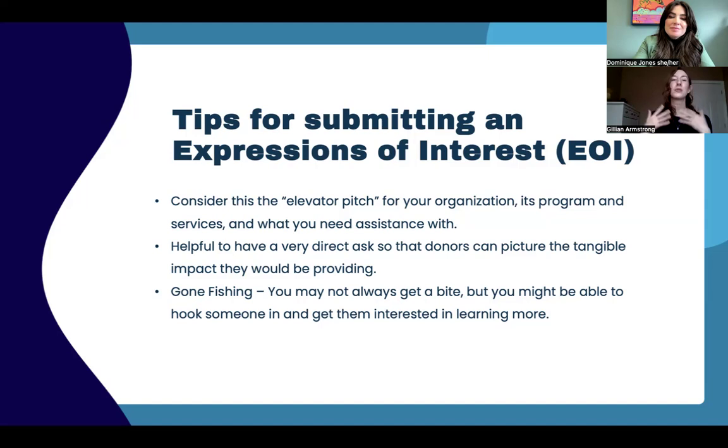And if a donor is just getting to know your organization, that can be a good gateway to starting those conversations and getting acquainted. Then they have an immediate idea of how they can have an impact on your organization, which is really helpful.